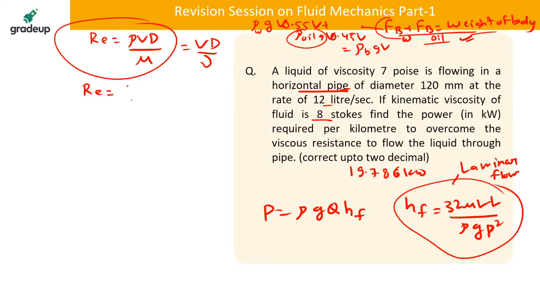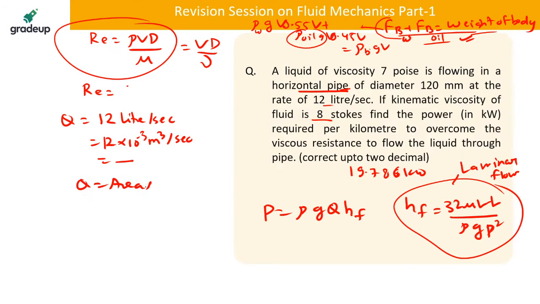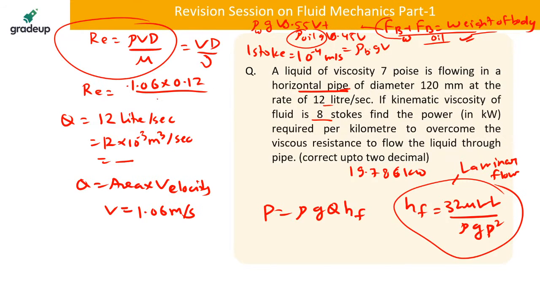Discharge is given, Q is equal to 12 liter per second, or 12 into 10 power minus 3 meter cube per second. Diameter is given, and discharge is equal to area into velocity, so from here you can find the velocity. That is 1.06 meter per second. If you put the velocity here, you get 1.06 into 0.12 divided by mu. Mu is 8 stoke, and 1 stoke is equal to 10 power minus 4 meter square per second, so that is 8 into 10 power minus 4 meter square per second. If you put the values, the Reynolds number will be equal to 159.12.